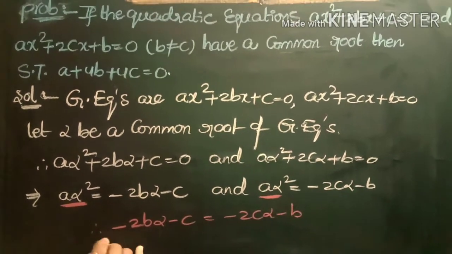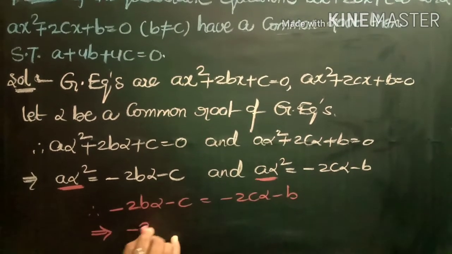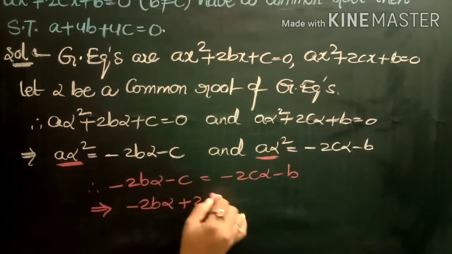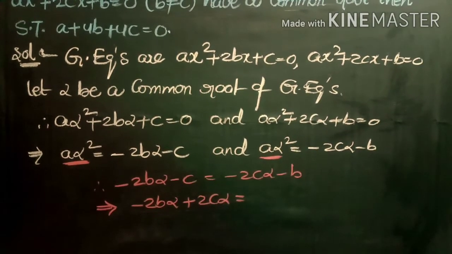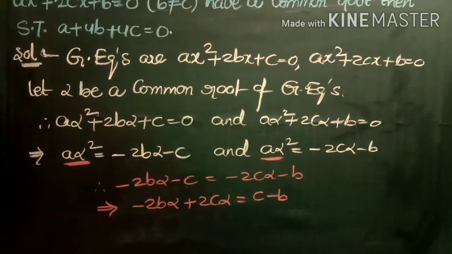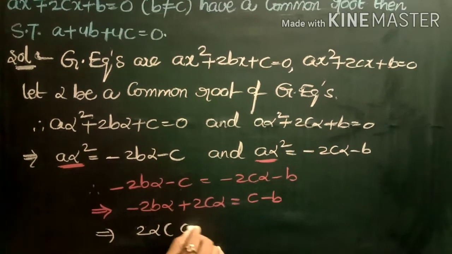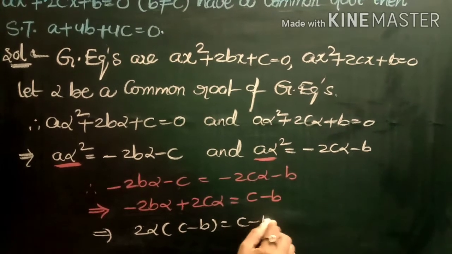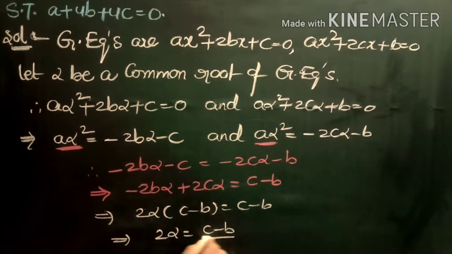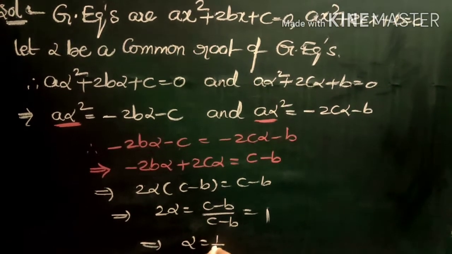Now we find the value of alpha from this equation, that is minus 2b alpha. Writing minus 2c alpha to this side, it becomes plus 2c alpha, and this is equal to, writing minus c to that side, plus c minus b. Now taking 2 alpha common here, 2 alpha into c minus b is equal to c minus b. That is 2 alpha is equal to c minus b by c minus b, equal to 1. Then the value of alpha is equal to 1 by 2.